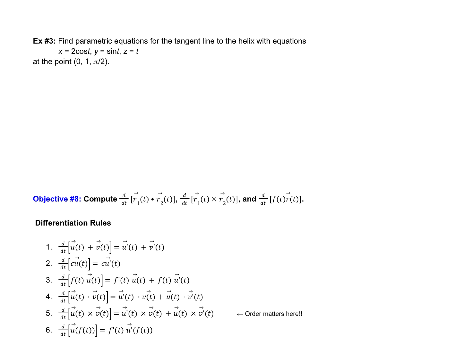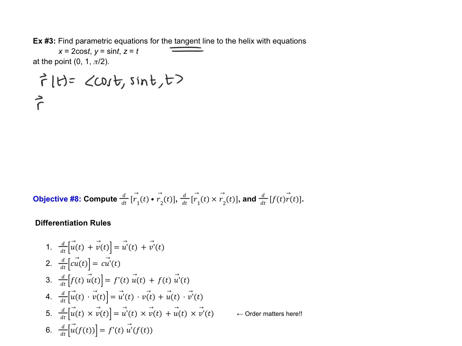Okay, we're going to find parametric equations for the tangent line to the helix that has equations x equals 2 cosine of t, y equals sine of t, and z equals t, at the point 0, 1, pi over 2. I'm going to start by writing this as one vector valued function. So it's going to be 2 cosine of t, sine of t, and t.